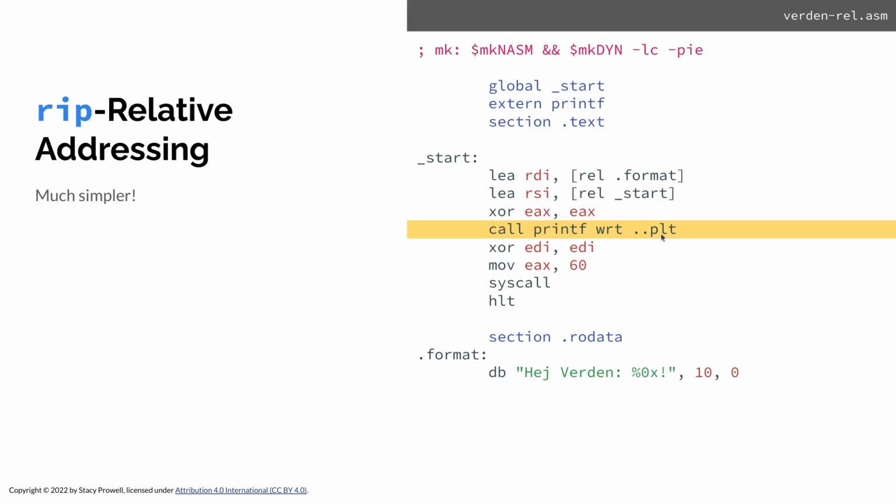Still got to declare printf as external, but that's all you need to do. So notice how clean this code is now. I go ahead and load the format. I use rel to get to it. I put that in RDI. I use rel to get to start. Put that in RSI. I zero out EAX. Then I call printf with respect to the PLT. And I'm done. And I can build a position independent file. It's dynamically linked. Super small. Relocatable in memory. And life is good.